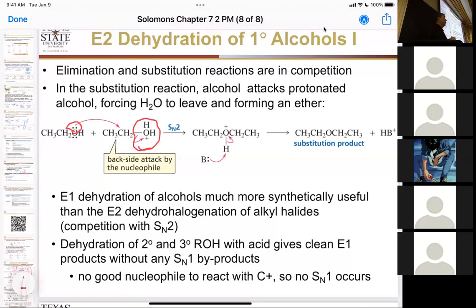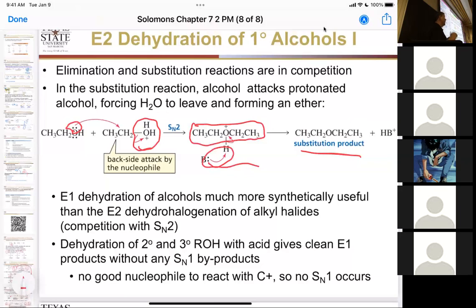It's a poor nucleophile, so it's going to do a substitution reaction. It's going to do an SN2 reaction and give us this protonated oxygen species. And then when the base comes in and removes the proton, we now have an ether instead of an alkene. Okay, so this is in competition with this substitution reaction.